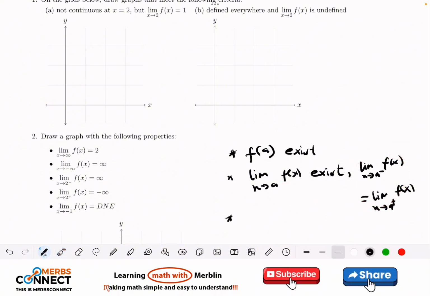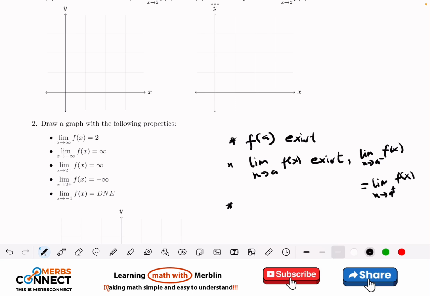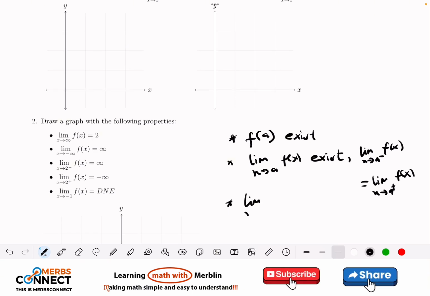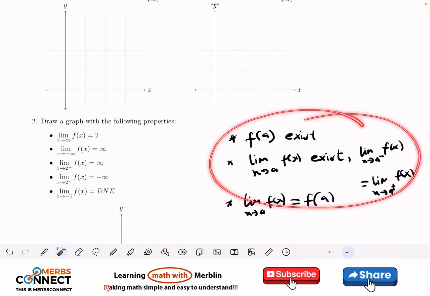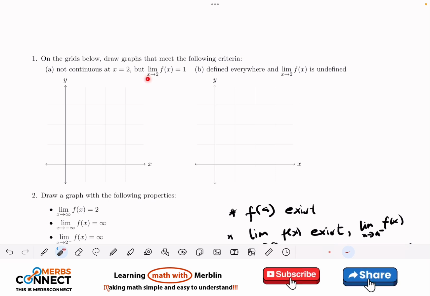If these two things hold, then this is true. Then the final one is saying that for the function to be continuous, the limit as x is approaching a of f of x should be the same as when I just plug in the value. So these are the three properties that we need to look at. Now let's look at the first question here.